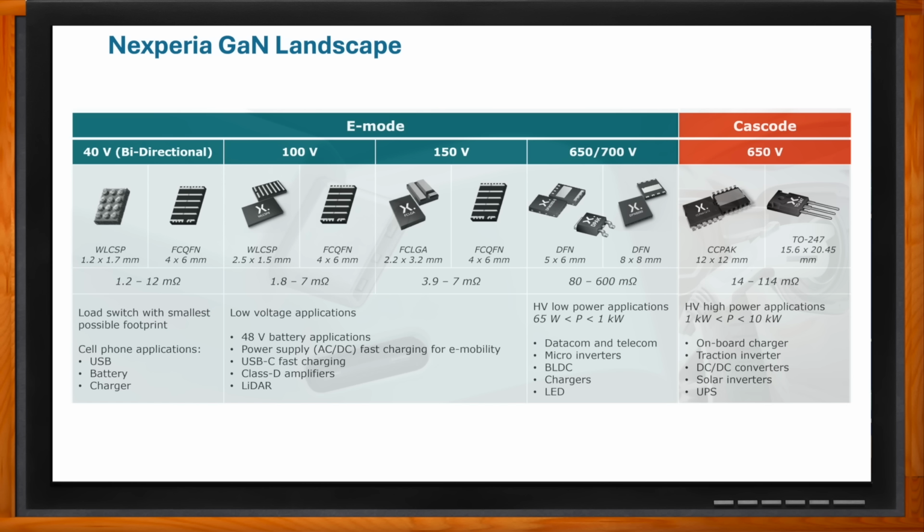And so that gives you a pretty good idea. 150 volts, that's a Class D amplifier audio. The companies are moving up in voltage, and so we're also working with them on something like that. And that's towards 650 volts for our DFN package, let's say at 80 milliohms.